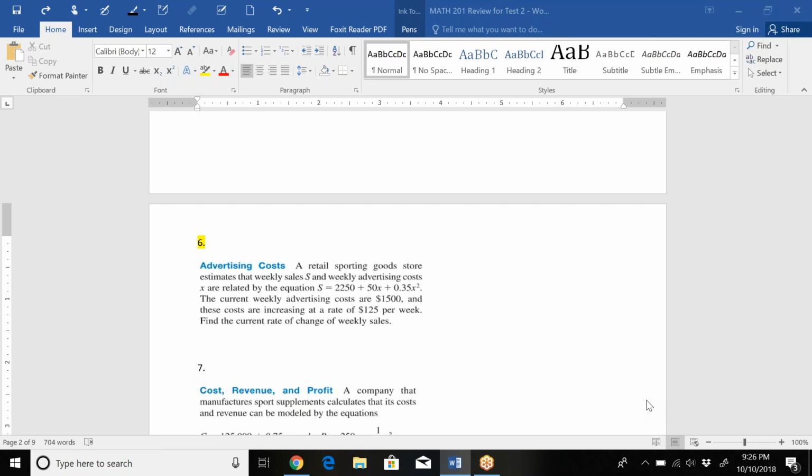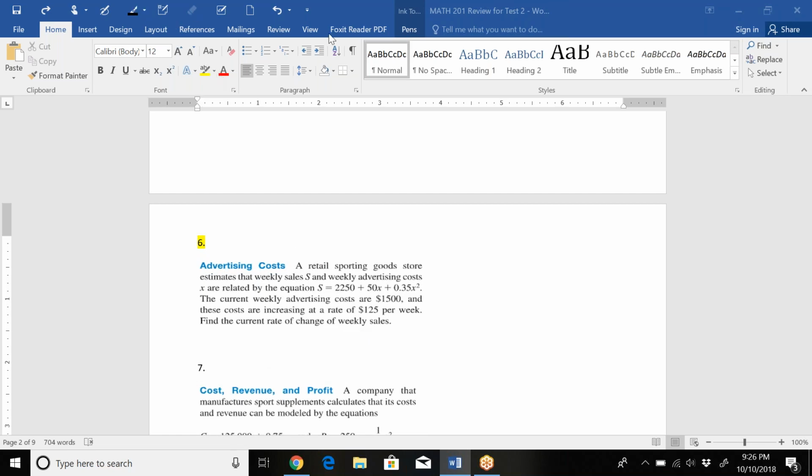So we're looking at a retail sporting goods store estimates that weekly sales S and weekly advertising cost X are related by the equation S equals 2,250 plus 50x plus 0.35x squared, and the current weekly advertising costs are $1,500, and these costs are increasing at a rate of 125 per week. Find the current rate of change of weekly sales.